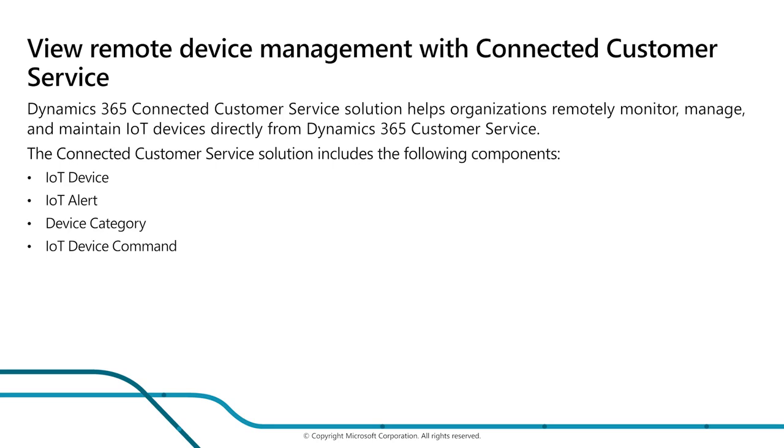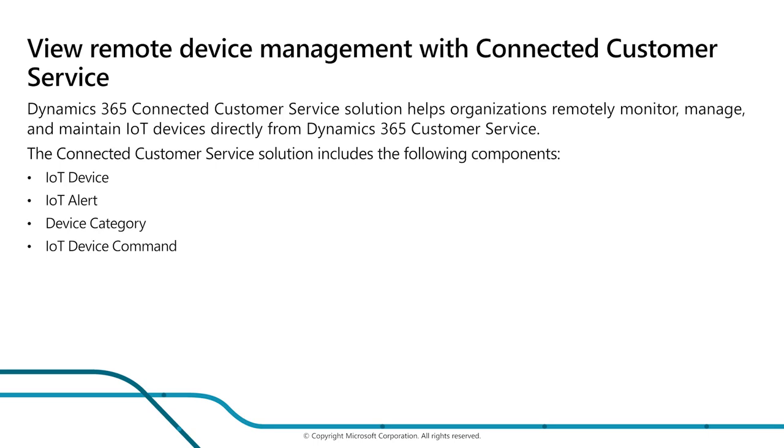We have the device categories, which are used to group IoT devices together based on similarities, such as the type of device. And we have IoT device commands, and these are an outgoing message that is sent from Dynamics 365 Connected Customer Service to the IoT devices that are connected to an IoT hub. So for instance, to provide updated parameters, we could send it out for it.